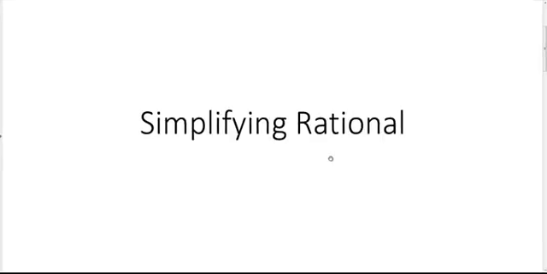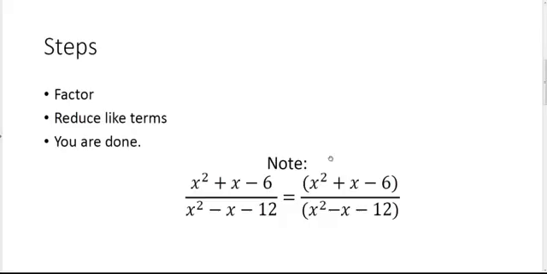Today we'll be looking at simplifying radicals. It will involve factoring, so if you need a review on that, go back and watch the other video. First thing we'll look at is the steps. We're going to factor, then reduce like terms, and then we're done.